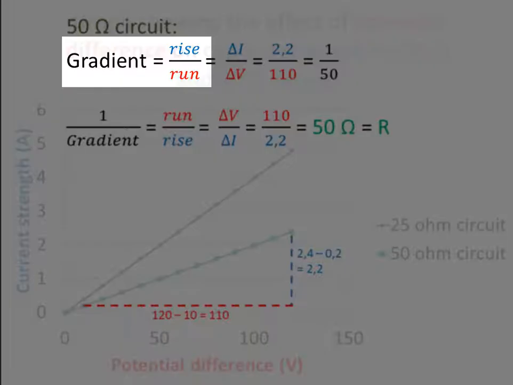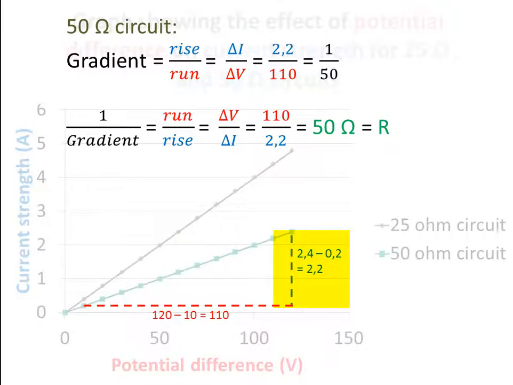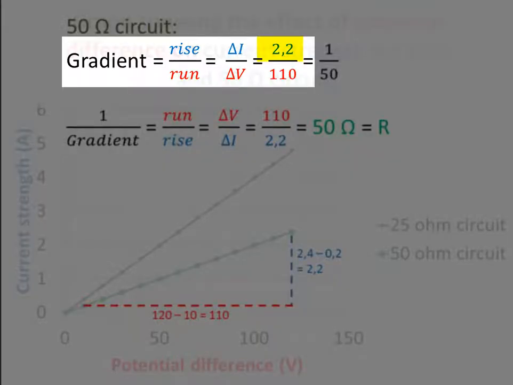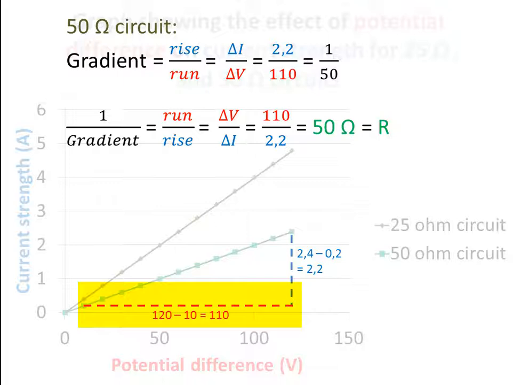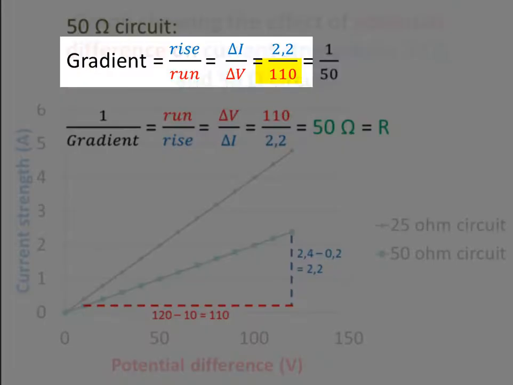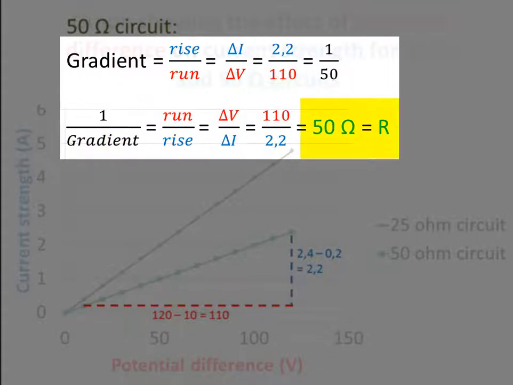50 ohm circuit. Gradient, rise over run, delta I over delta V. Our highest current strength reading was 2,4, our lowest 0,2 for the 50 ohm circuit. So we had a range of 2,2 amperes for this circuit. That is our rise of this graph. The run is the change in the x values, the change in the voltage readings. Our highest was 120 volts, our lowest 10 volts, so we have a change of 110. So the gradient of this graph is 1 over 50. The inverse of the gradient is 50, which gives us the resistance of the circuit, 50 ohms.